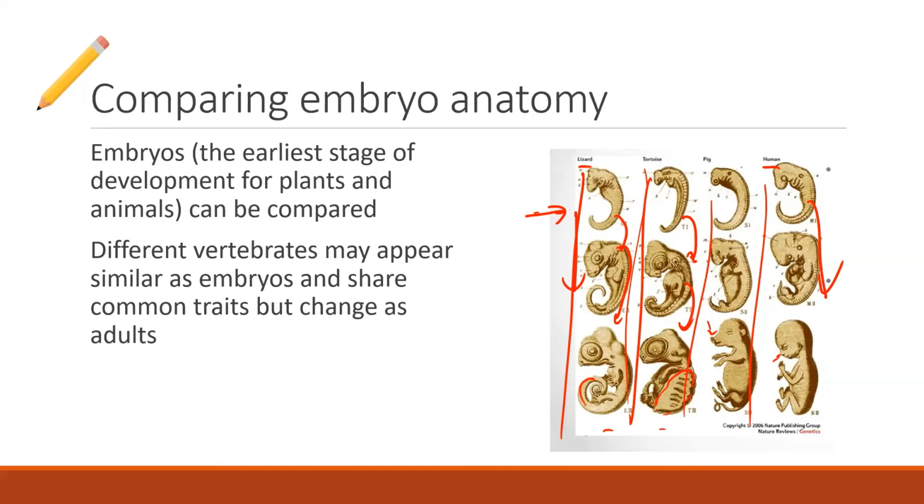You can tell that these two are different from these two at this point here. So that tells me that these two are more similar and these two are more similar. And then by here, you can tell each of these are unique. So that sort of says humans and pigs are probably more closely related because their embryos look similar, than humans and lizards. For humans and lizards, you have to go all the way back to pretty much the start before you can say that they're similar.